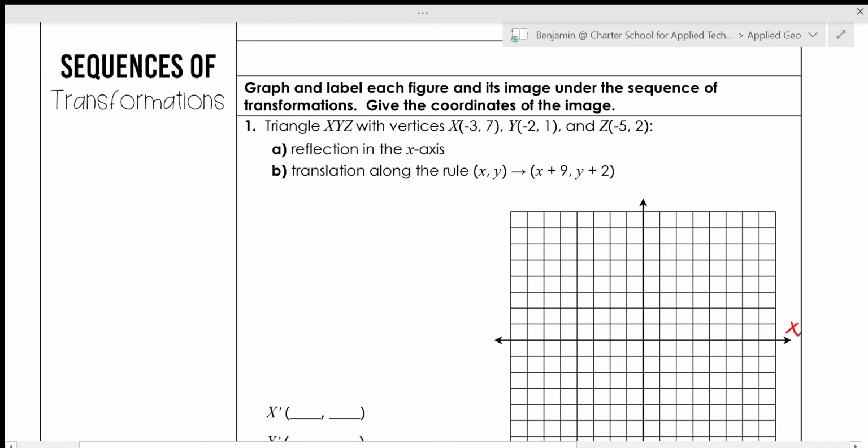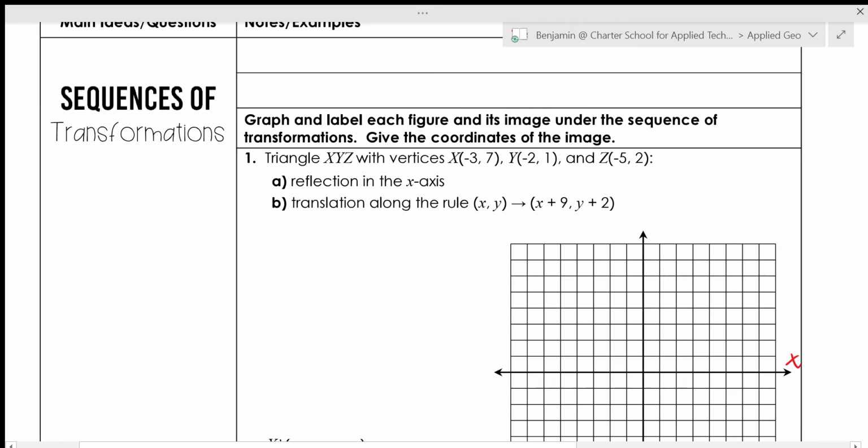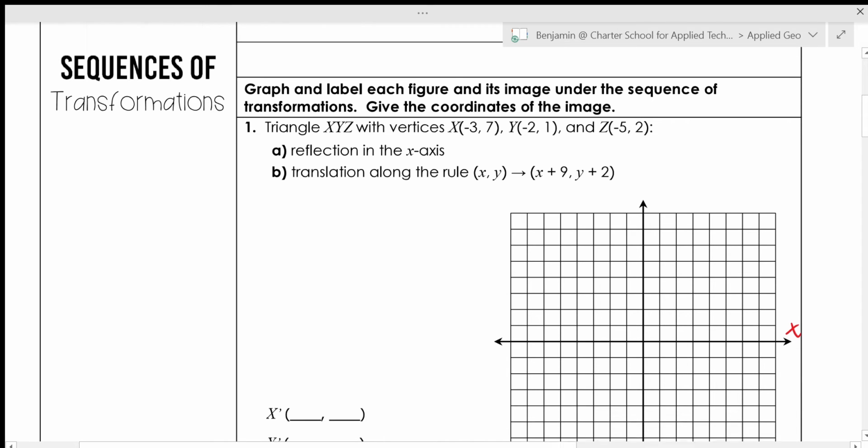Hello, back again. So now we're talking about sequence of transformations. We're basically just practicing everything we've done before. Right now it says we have to graph and label each figure and its image under the sequence of transformations. So it's like two or more things done to a figure, given the coordinates of the image.